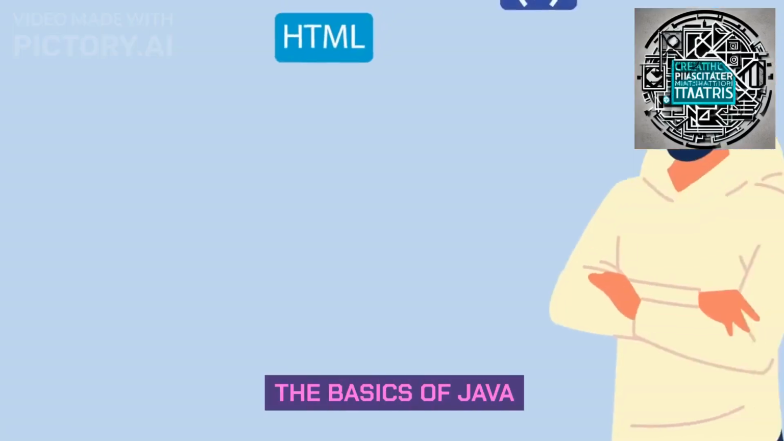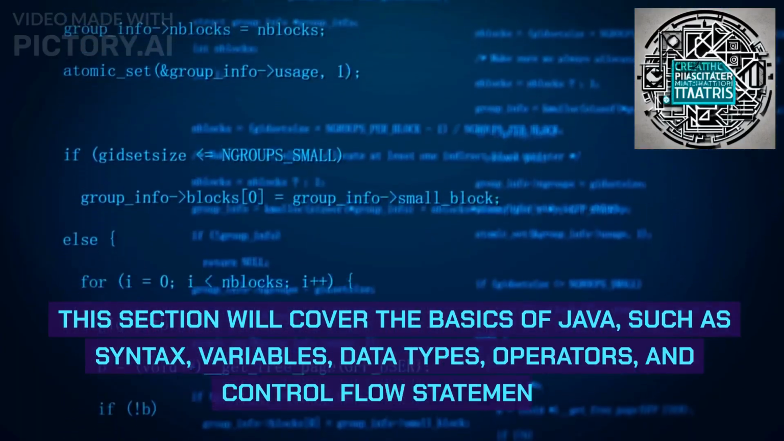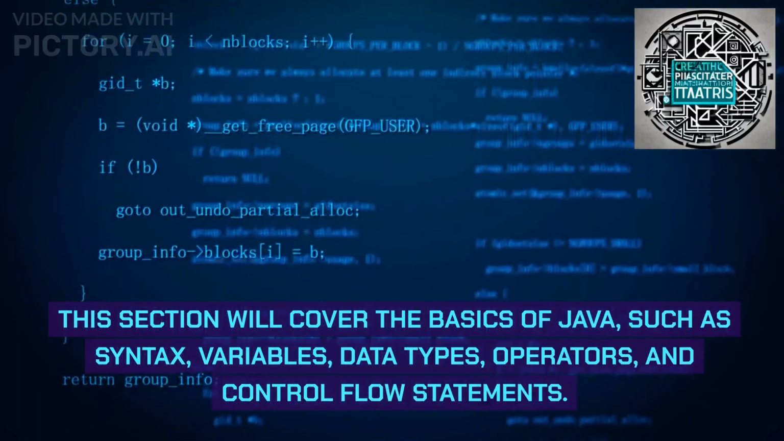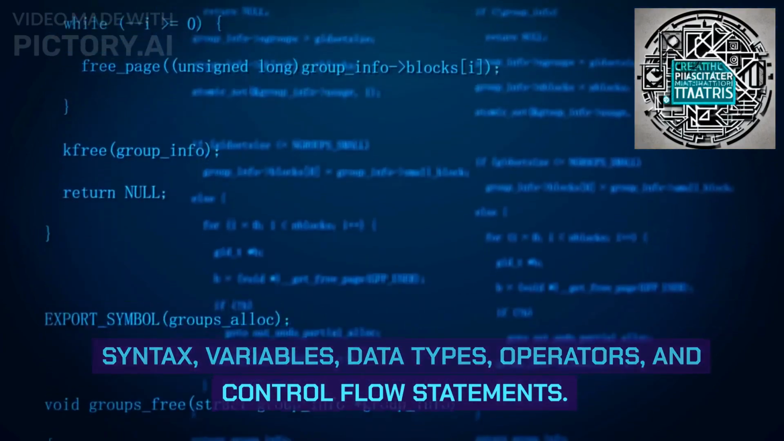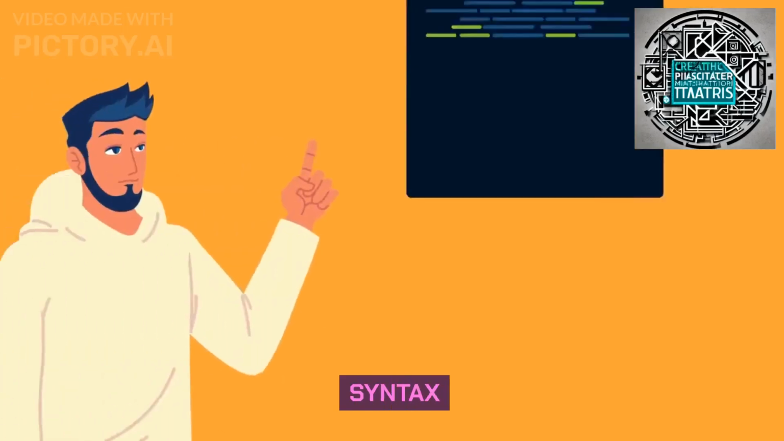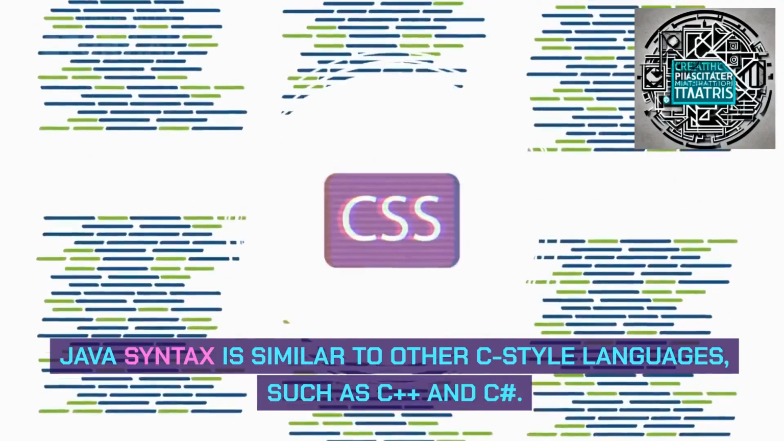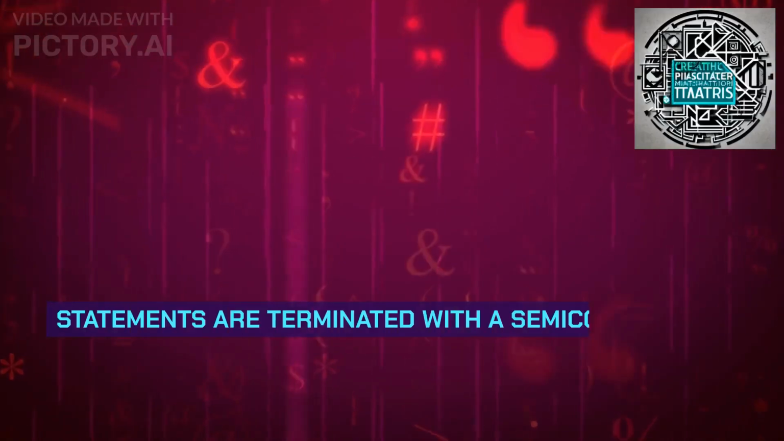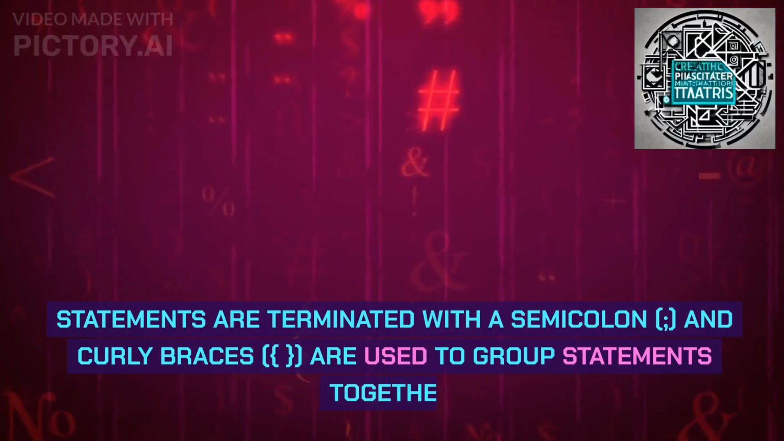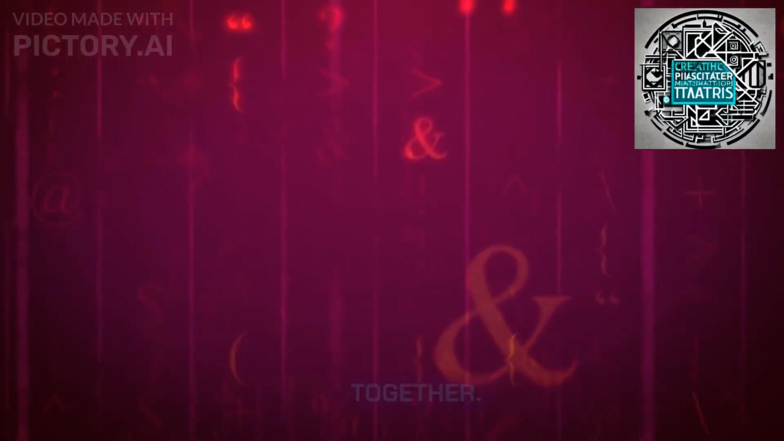The basics of Java. This section will cover the basics of Java, such as syntax, variables, data types, operators, and control flow statements. Syntax. Java syntax is similar to other C-style languages, such as C++ and C#. Statements are terminated with a semicolon, and curly braces are used to group statements together.